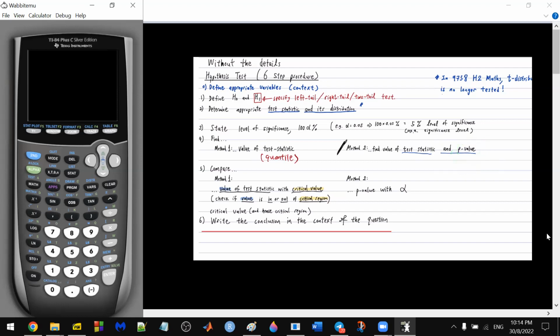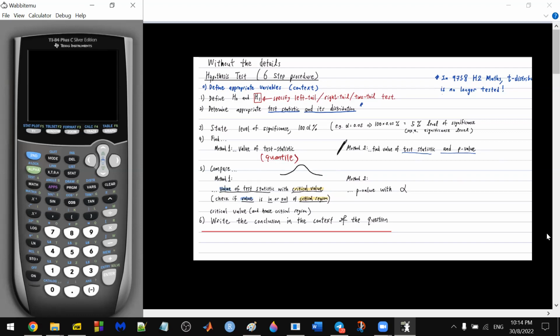All right, then next one, number 5, we have to compare. Step 4 was fine. Now step 5 is to compare. Compare what? Let's focus on method 1 first. After you found the test statistic, you have to compare the value of this test statistic with the critical value. You know what's critical value? If it lies within that region, then it gets rejected. Yes, correct. So it's an interval.